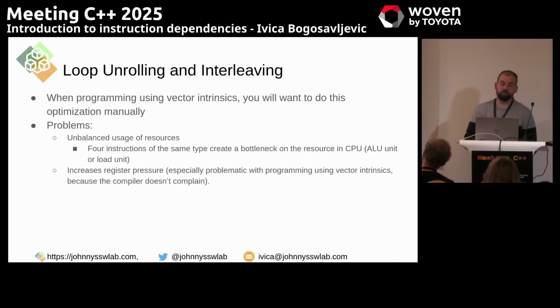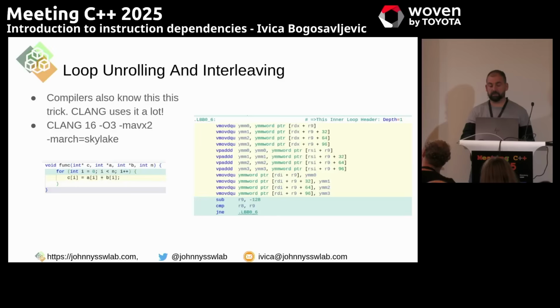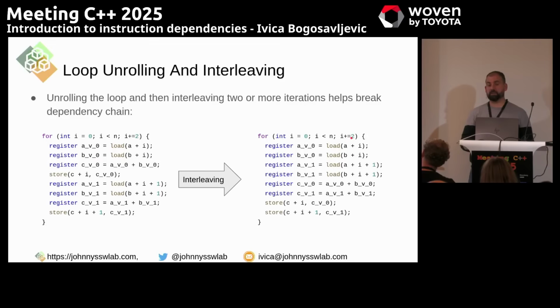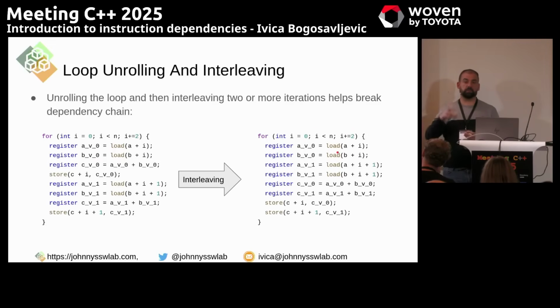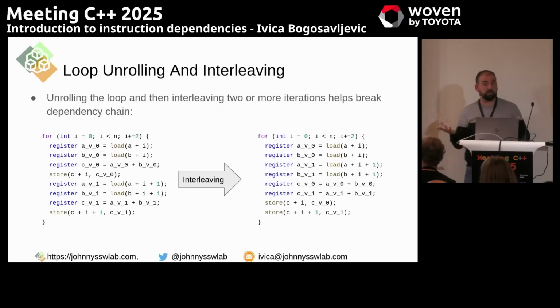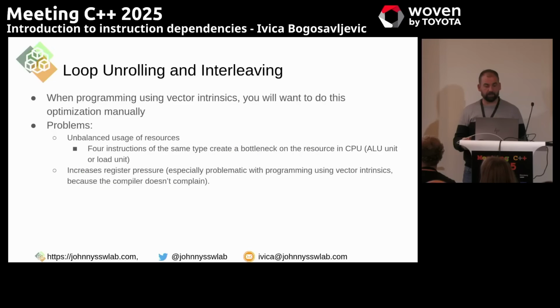So when you're programming using vector intrinsics, you will want to do this optimization manually. There is of course a problem with this: you have unbalanced use of resources, because you have 4 loads running at the same time, and inside the CPU there is a limited number of loads that it can execute. So it's putting more pressure on the memory and on the CPU's internal resources. But for in-order CPUs, that actually might make sense. Again, you have the problem of increased register pressure when you're doing loop unrolling and interleaving.